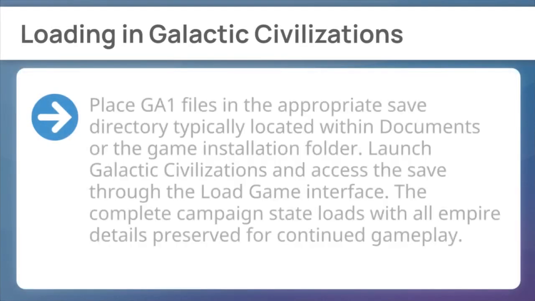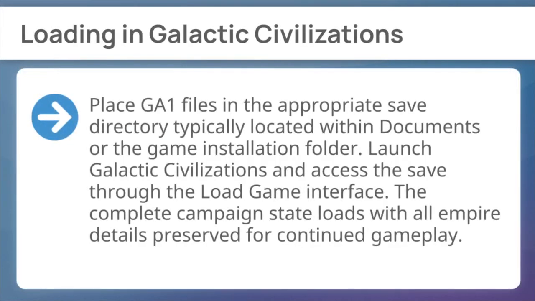First, loading in Galactic Civilizations. Place GA1 files in the appropriate save directory, typically located within Documents or the Game Installation folder. Launch Galactic Civilizations and access the save through the Load Game interface. The complete campaign state loads with all Empire details preserved for continued gameplay.